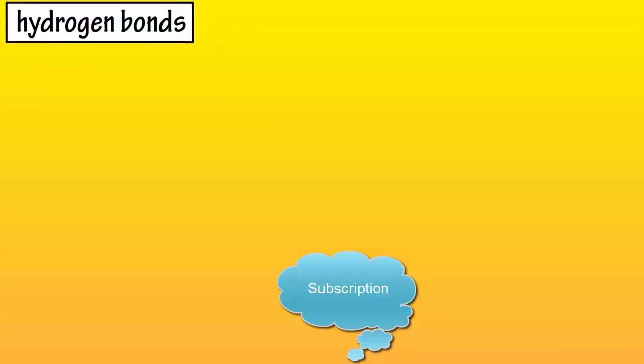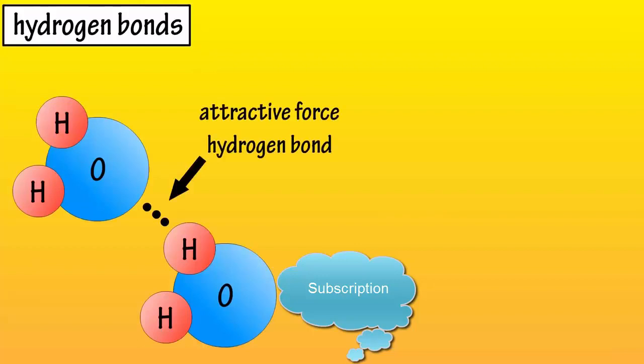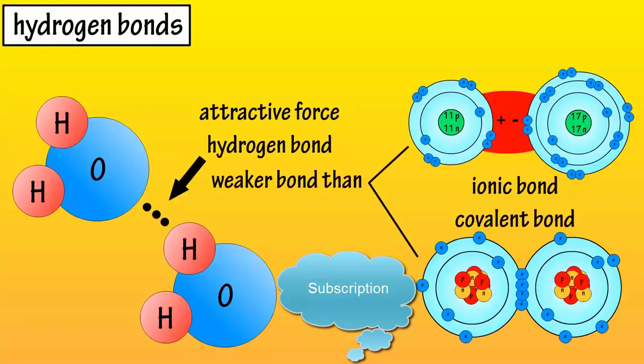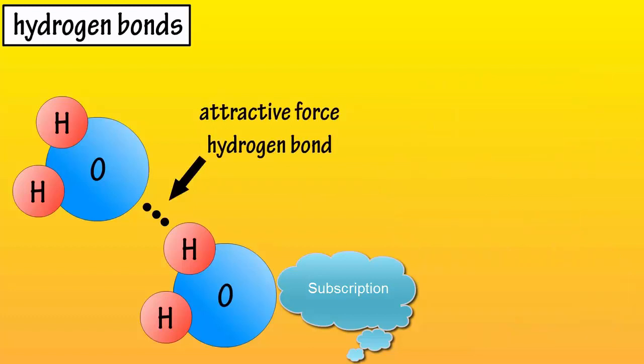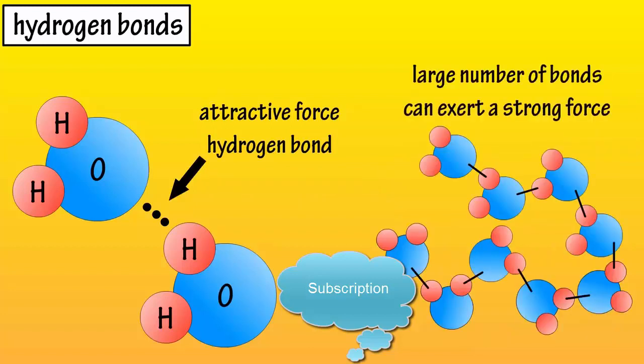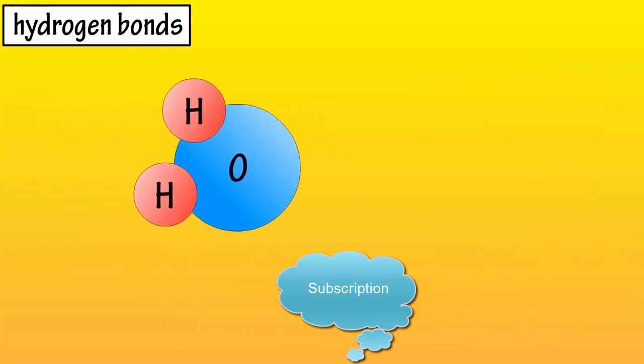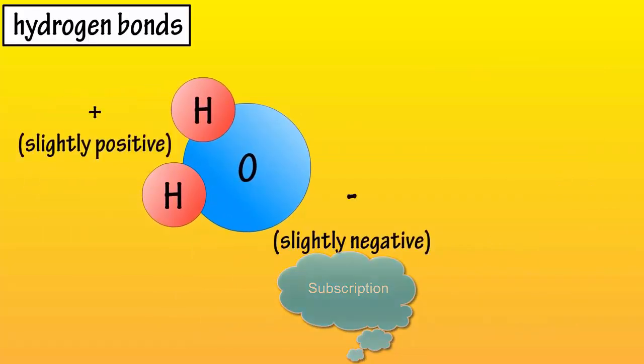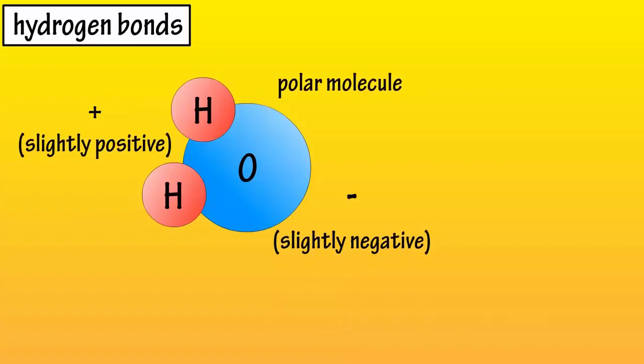What are hydrogen bonds? An attractive force called a hydrogen bond can exist between certain molecules. These bonds are weaker than ionic or covalent bonds because it takes less energy to break these types of bonds. However, a large number of these bonds going on can exert a strong force. Hydrogen bonds are the result of an unequal charge distribution on a molecule. These molecules are said to be polar.